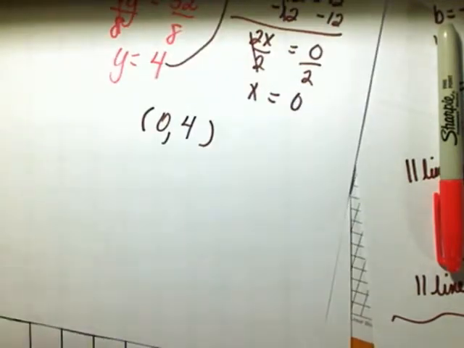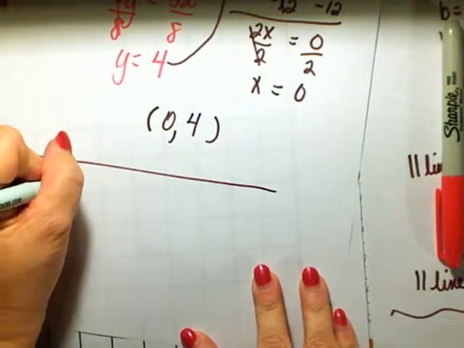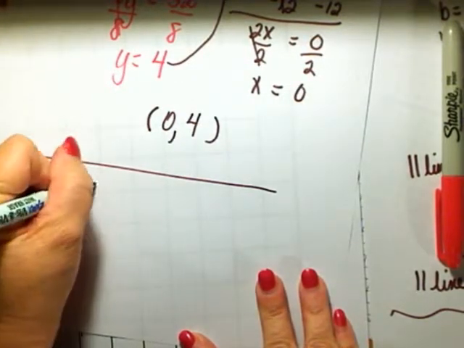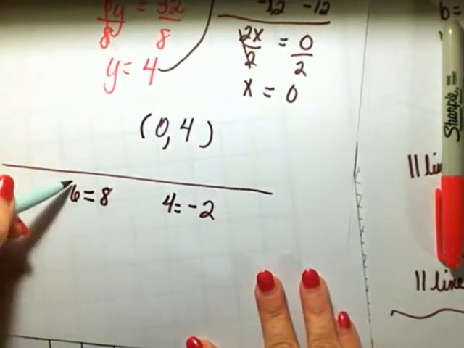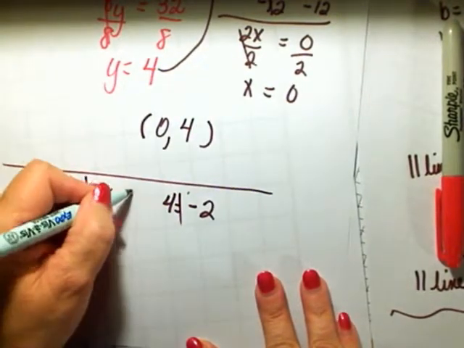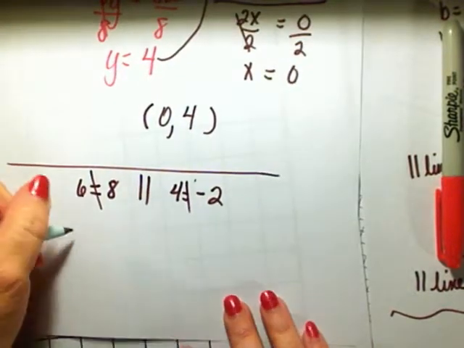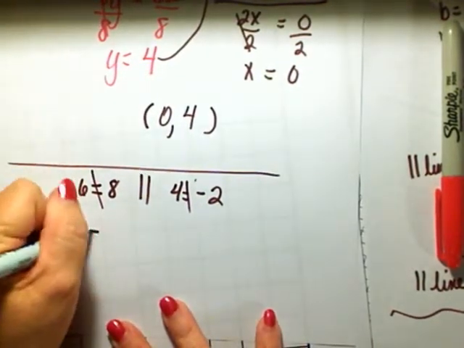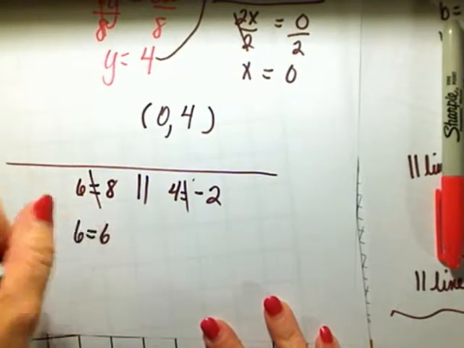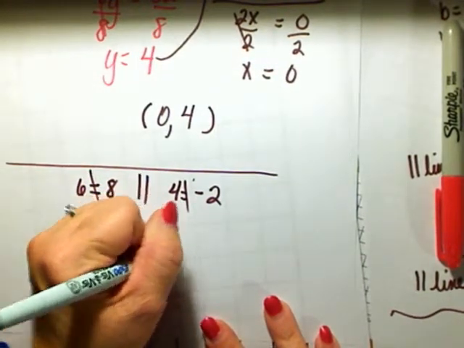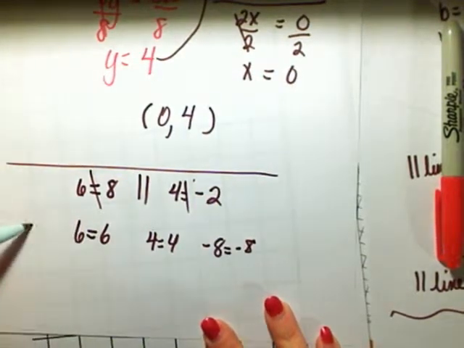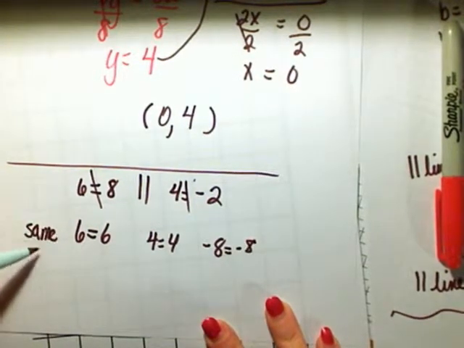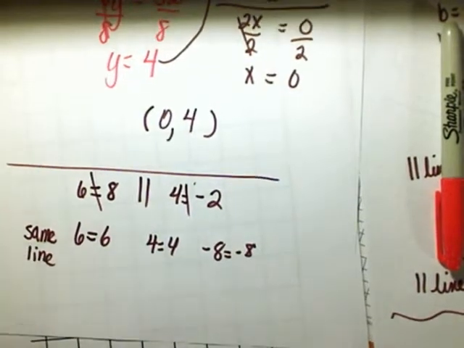So parallel lines are determined whenever you get something that looks like this: 6 equals 8, 4 equals negative 2. In other words, these two things are not true, so these lines would be parallel. Now, if you end up getting two things exactly alike on opposite sides, that's always true. So this means these are the same line. Okay? And that is solving systems simplified.